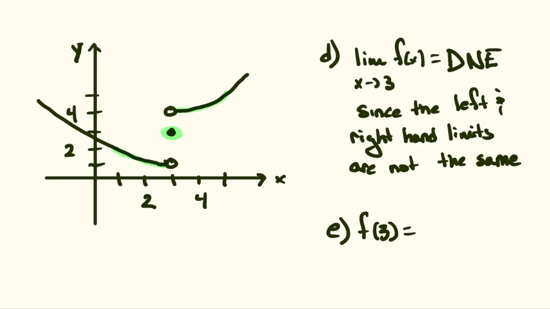So our last question is f of 3. And as we said before, that's just the dot at the point 3. So there's our solution there.